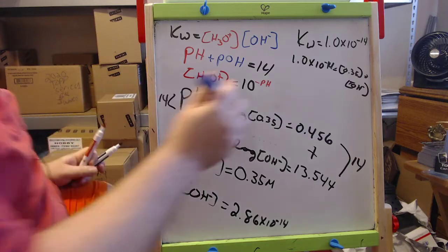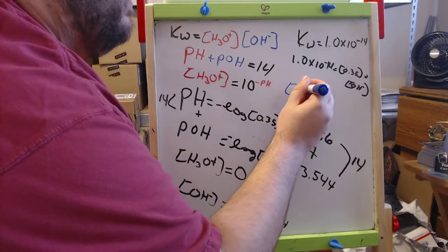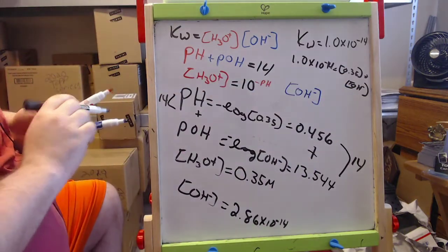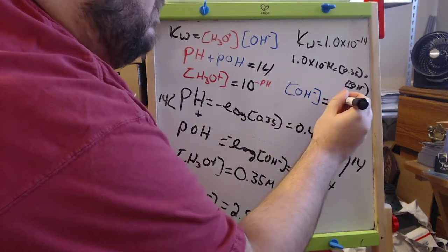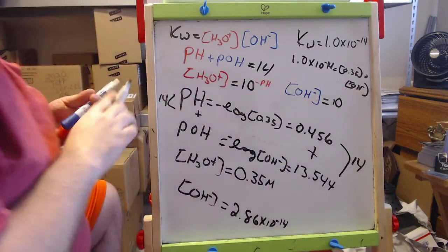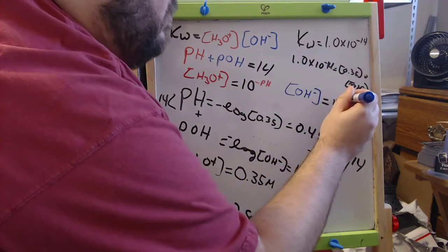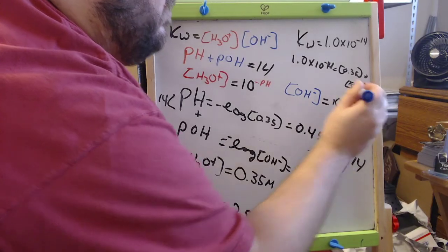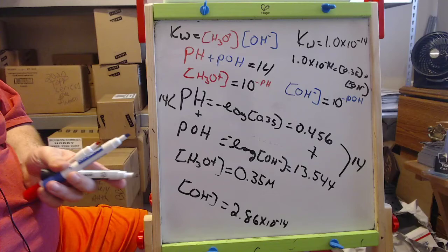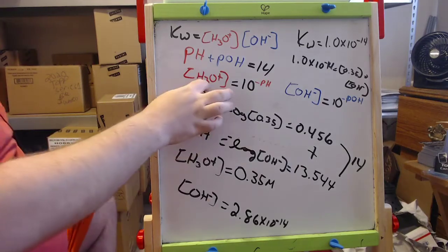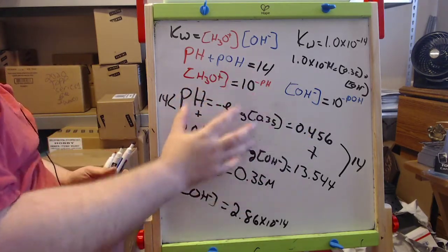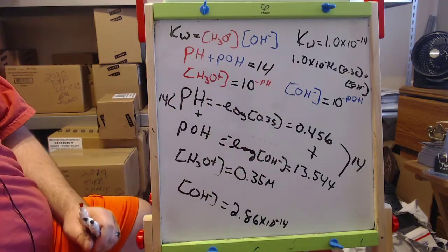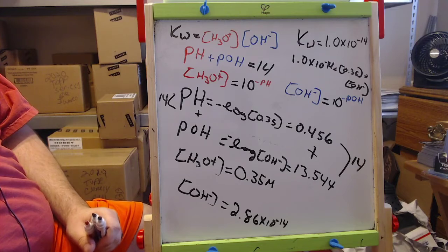Now this gives you a rough answer. It's not exact, but it gives you pretty darn close. Concentration of OH minus is equal to 10 to the minus pOH. Okay, so these are just remanipulating or understanding powers of 10 to figure it out a little bit easier.